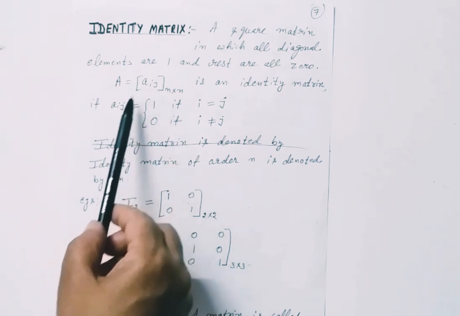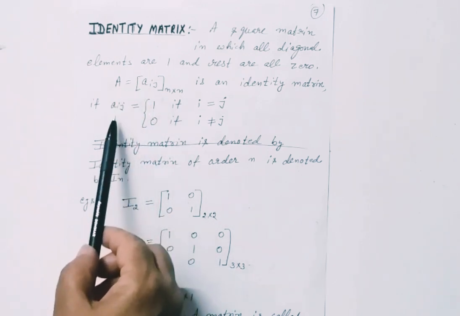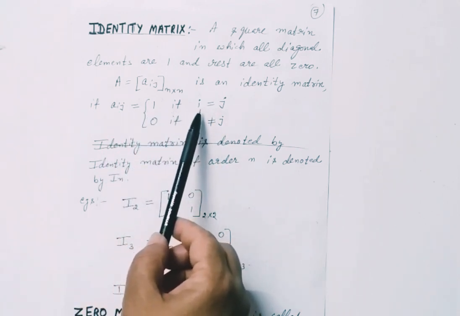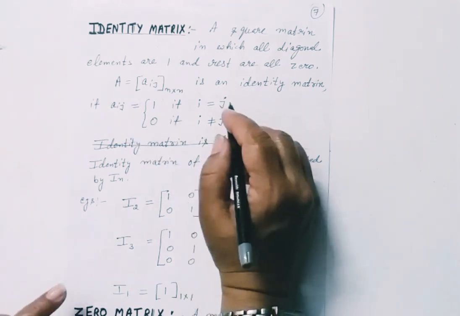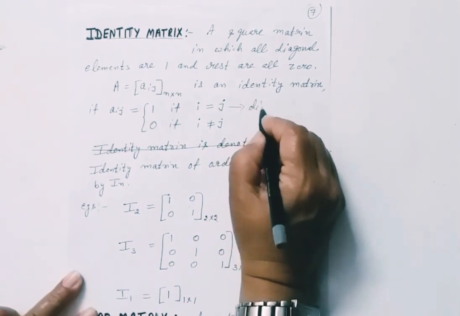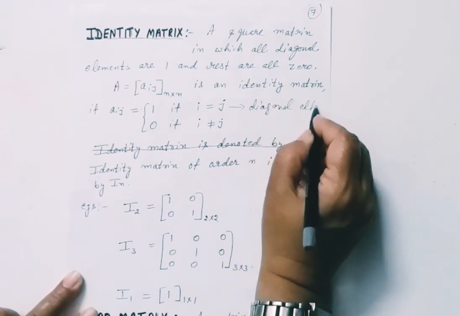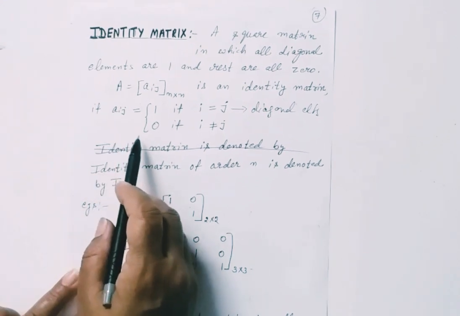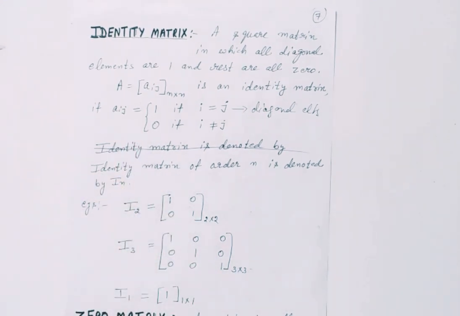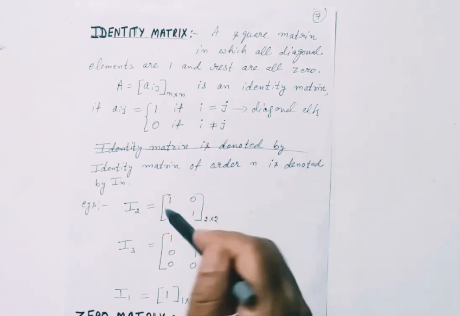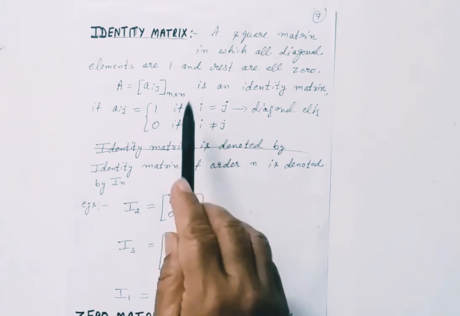Aij is the general element of this matrix. This general element is 1 if i is equal to j. Where is i equal to j? Only for diagonal elements. And Aij is 0 when i is not equal to j, that means for the rest of the elements. So whatever I have explained here, this is another way of writing that.